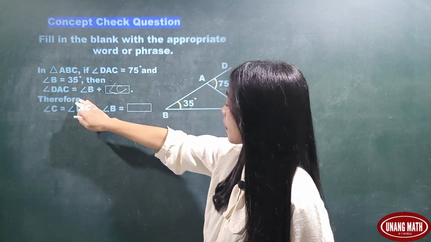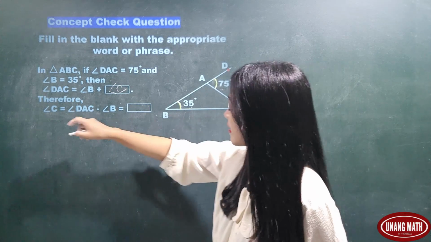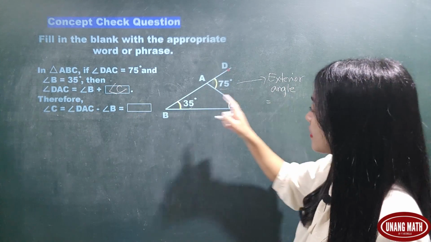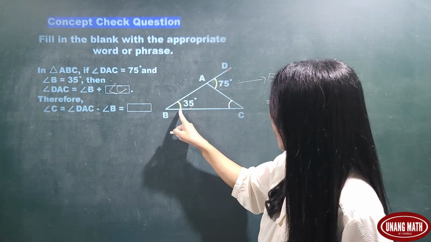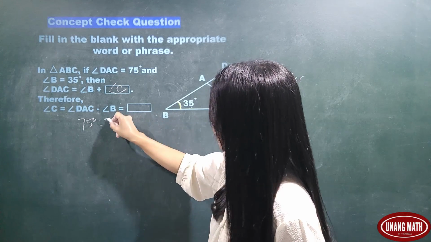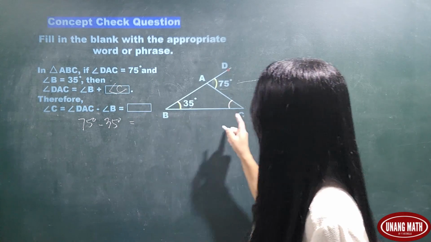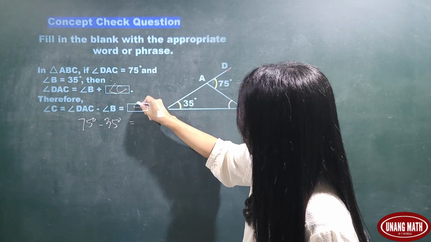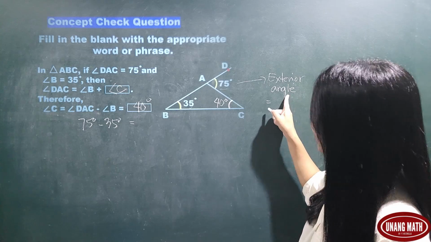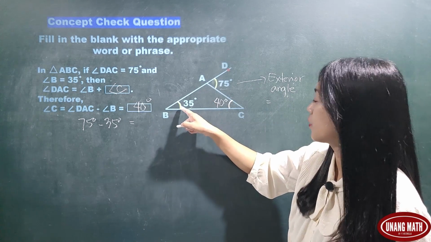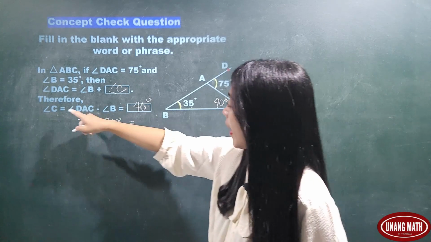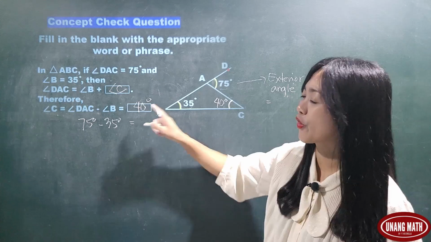Therefore, angle C is equal to angle DAC, our exterior angle, minus angle B. So that means 75 degrees minus 35 degrees. Then angle C is equal to 40 degrees, because the exterior angle is equal to the sum of the two non-adjacent angles. So 35 plus 40 is 75 degrees. So angle C is equal to 40 degrees.